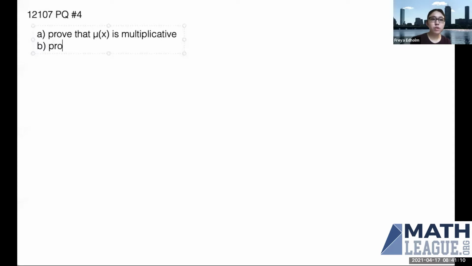All right, so we're going to be talking about the 12107 power question. We're going to talk about problem number 4. So this problem, what we wanted to do, there are two things. Part A was to prove that mu of x is multiplicative, and part B was to prove that mu of x is not completely multiplicative.